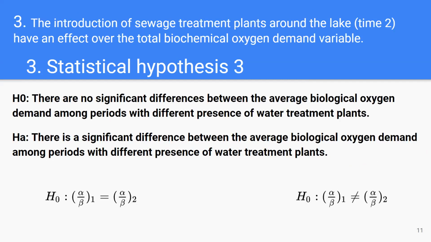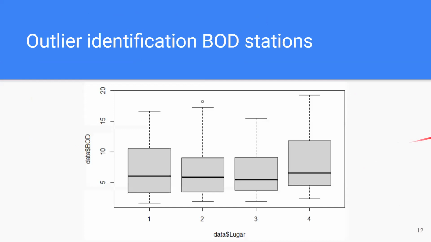And for our third statistical hypothesis, it states that there are no significant differences between the average biological oxygen demand amongst periods with different presence of water treatment plants. And the alternative hypothesis states that there is a significant difference between the average biological oxygen demand among periods with different presence of water treatment plants.